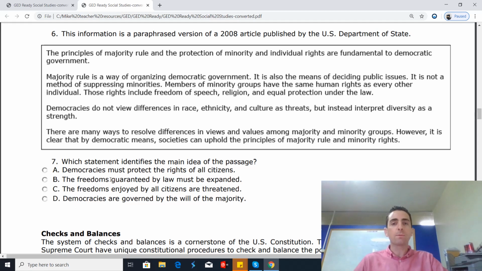So democratic principles such as freedom of speech, freedom of religion, equal protection under the law, these must apply to the minorities as well as the people who voted for the majority party. So yeah, A is the answer.